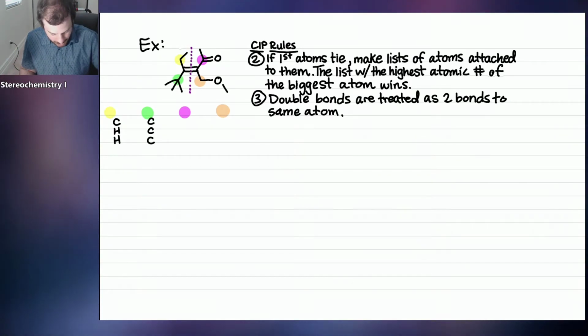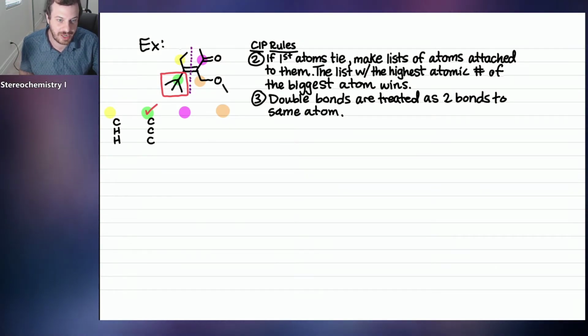So round 1, it's a tie, carbon and carbon. But round 2, it's between hydrogen and carbon, carbon wins. So that means green wins overall. So I'm going to put a check mark in green, green wins. And so I can also put a box around the green carbon on Team 1.